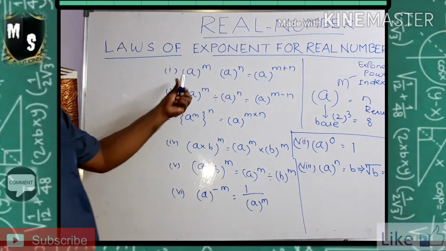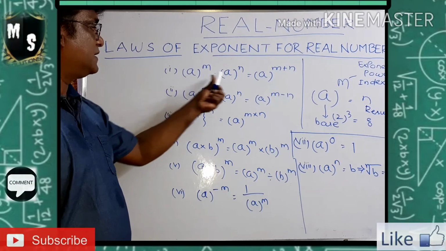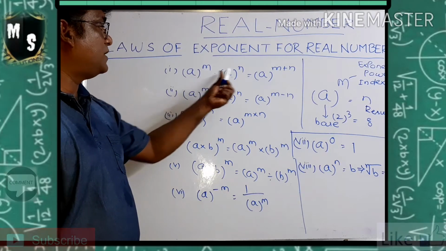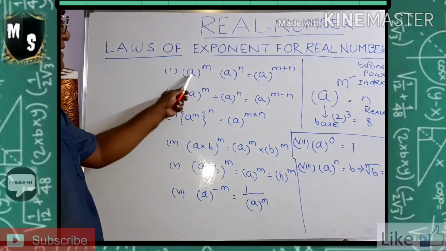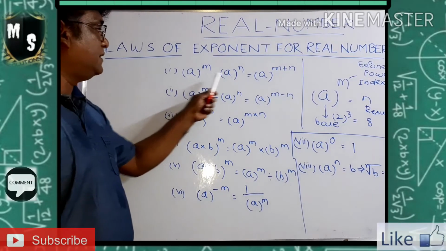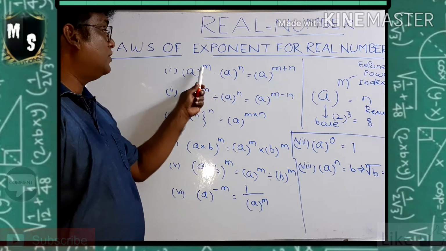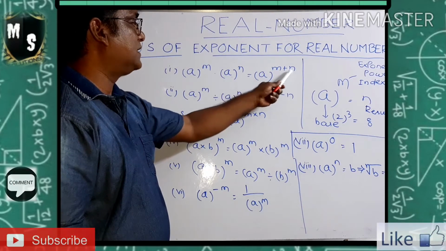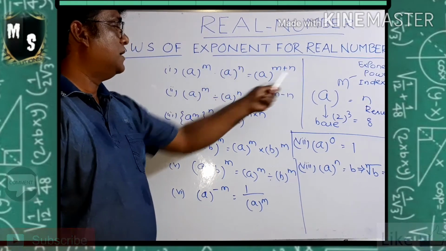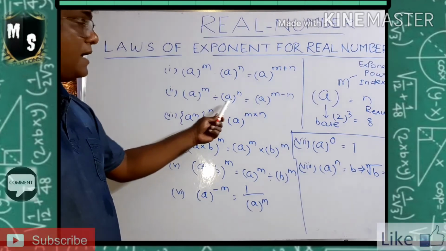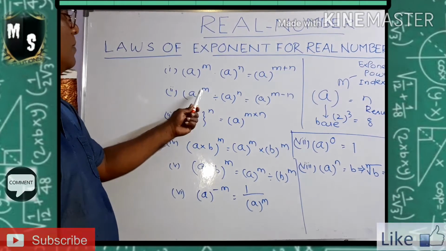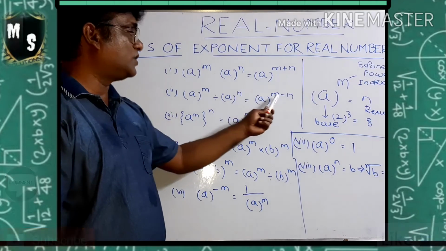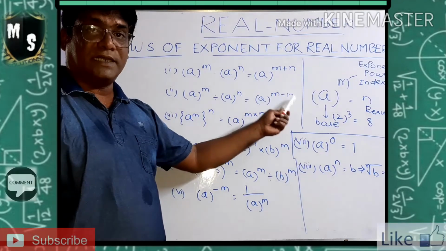See the laws. If the bases are the same and the exponents are different, here a is there and they are multiplied, and the powers are different, now you can add the powers: a to the power m plus n. Now if the bases are the same and it is divided and the powers are different, you subtract them: a to the power m minus n.